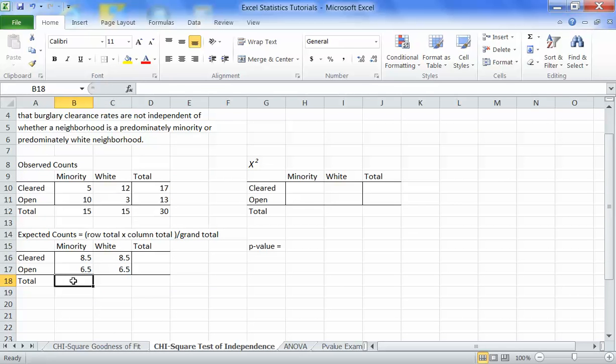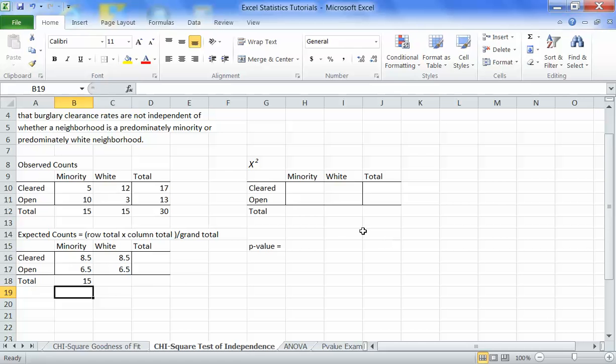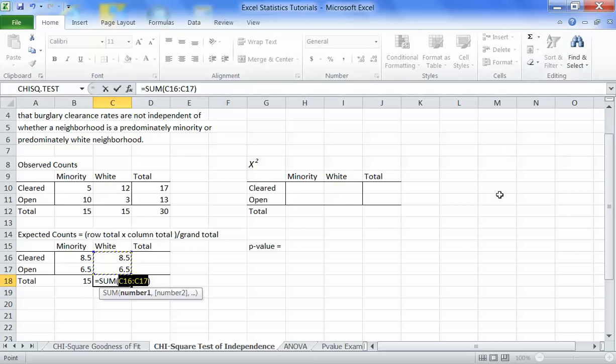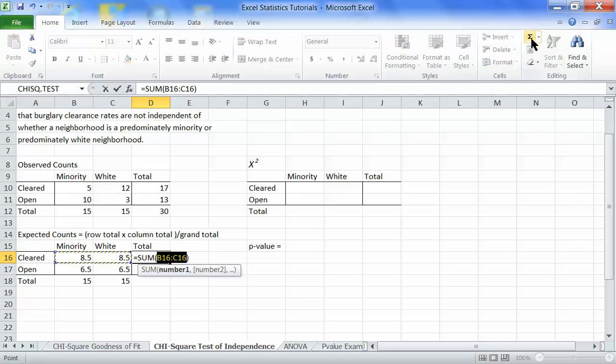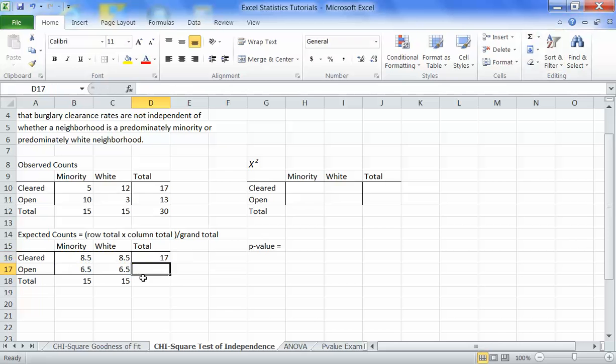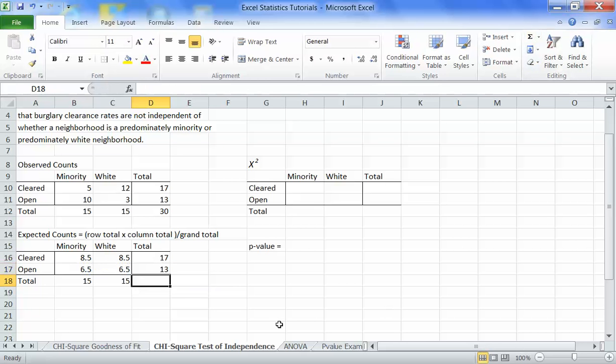Okay, so let's check our totals. Yeah, 15. These marginal totals should come out the same. So it's just a good check to make sure you did your calculations right. And sure enough, they all came out the same. So now knowing that these marginal totals are the same, I can be fairly confident that I did this okay.